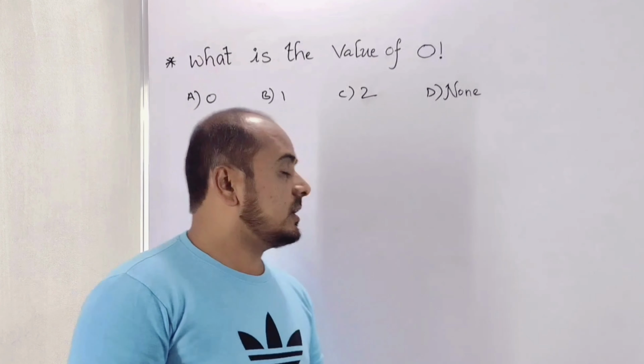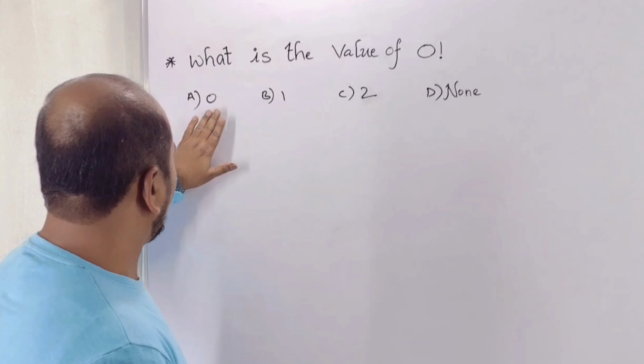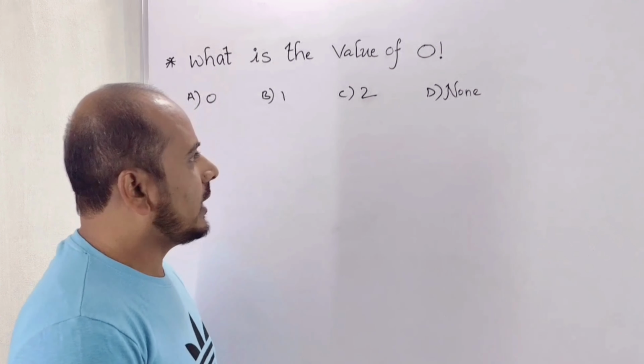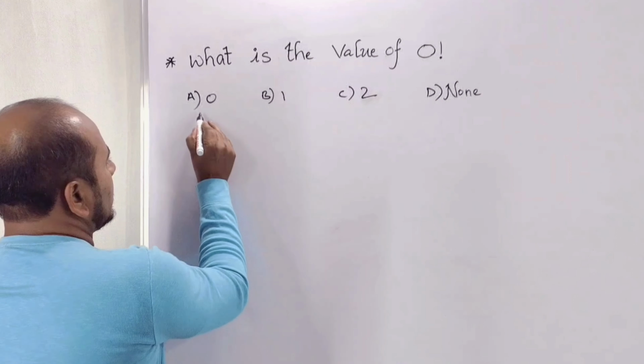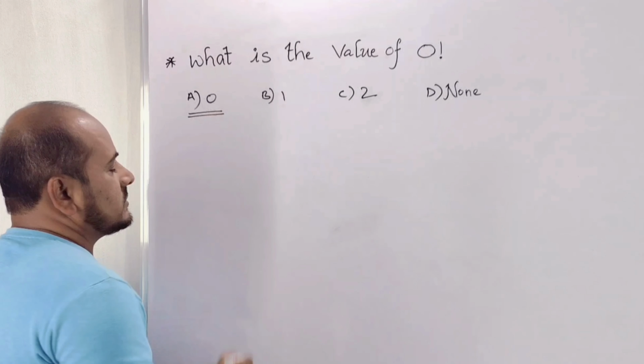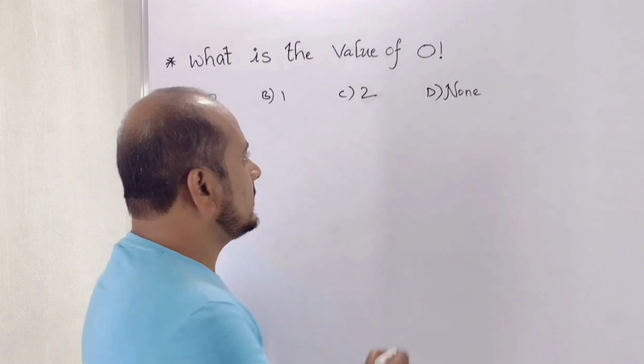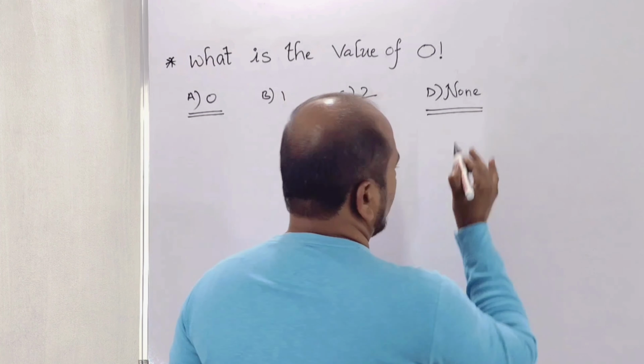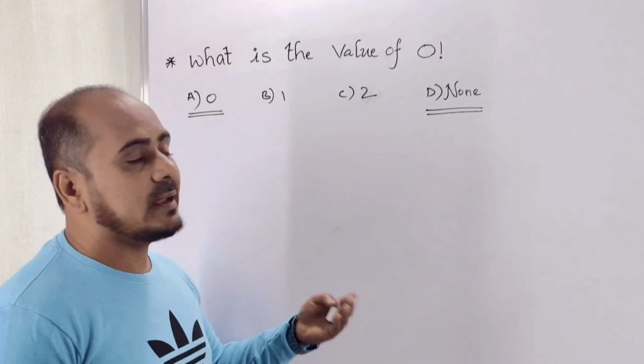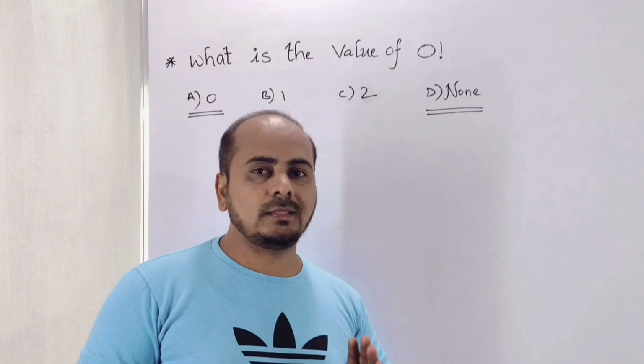Dear children, here is a question. What is the value of 0 factorial? The options are 0, 1, 2 and none of the above. Most of the students may think that 0 is the right answer, and some will write D is the right answer because 0 factorial cannot be found. In that way they think.